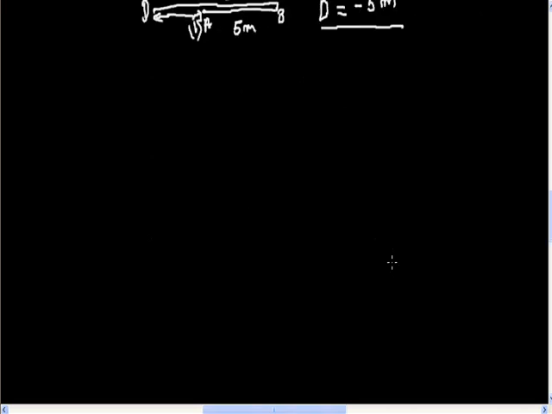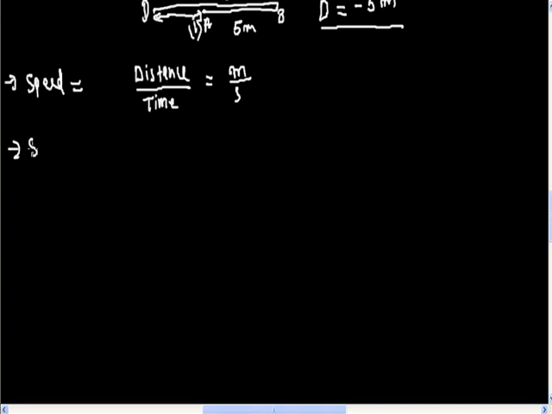Now we move to speed and velocity. Speed is the rate of change of distance with time, distance upon time. The unit of distance is meter and time is second, so the unit of speed is meter per second. Now velocity is displacement upon time. You have to remember that in speed we take distance and in velocity we take displacement upon time, and the unit is the same, meter per second.